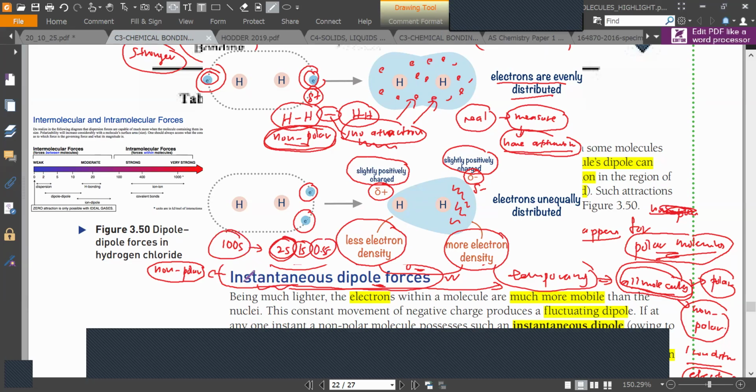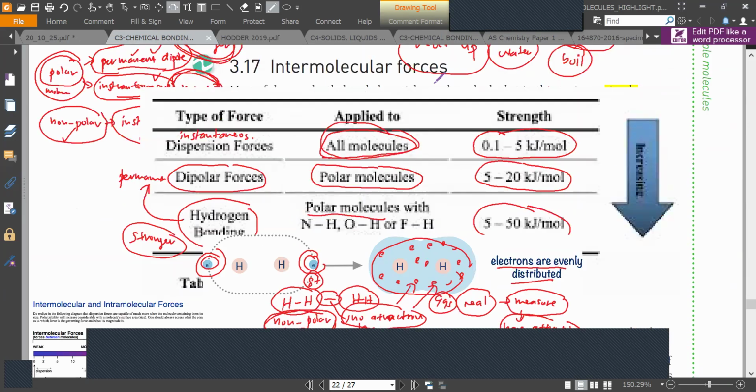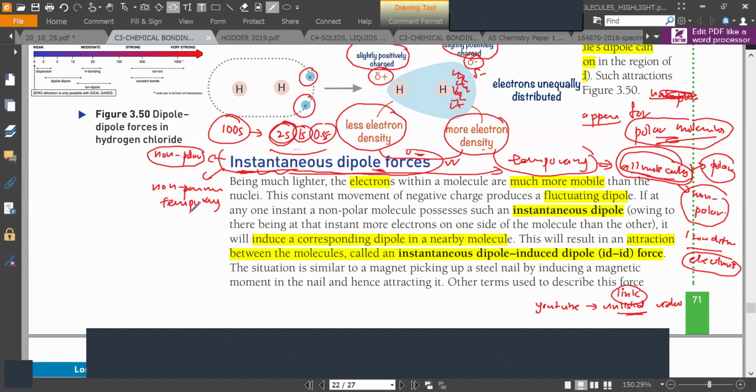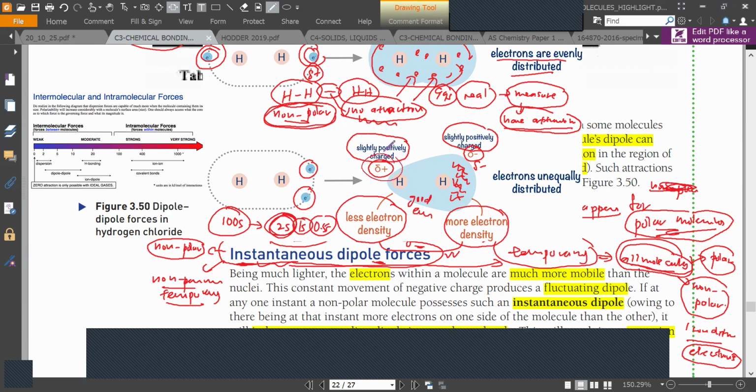So this is what we call instantaneous dipole. What we mean by instantaneous is non-permanent, temporary. It only happens once in a while, when the electrons are unevenly distributed. Most of the time, 99 seconds out of 100, the distribution is even. That's the difference from the permanent dipole, which is there all the time. This instantaneous one is only temporary, but temporary is good enough, because even for 2 seconds it has the delta, it can have the attraction.